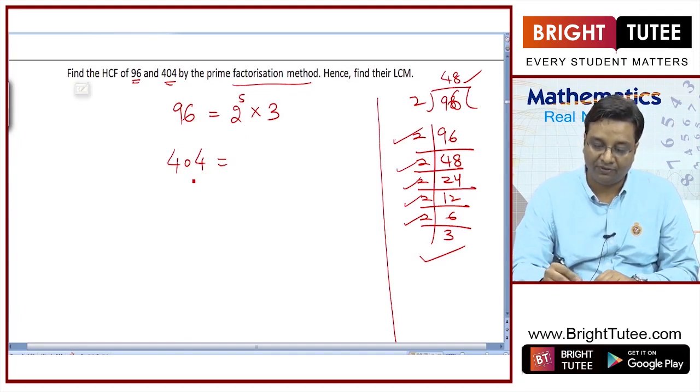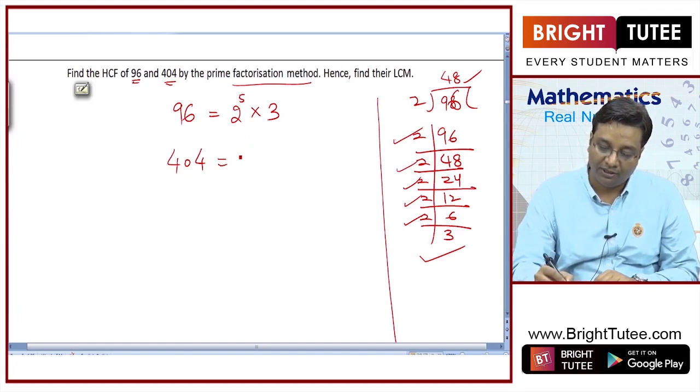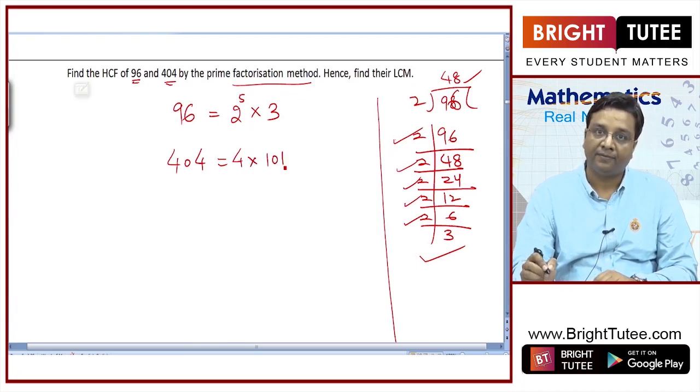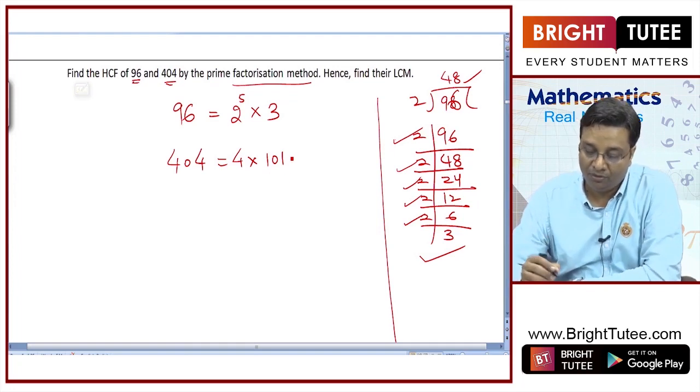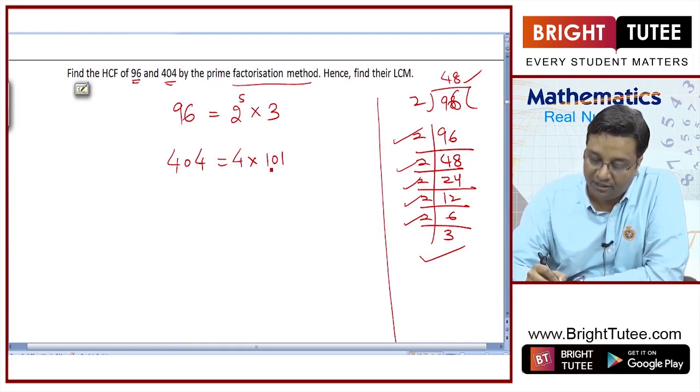Now 404. You see an obvious factor here, which is 4. So if you divide it by 4, you will get 101 here, right? Now is it divisible by 3? No, because 1 plus 1 is 2. So you check it for some prime numbers up to 10, right?